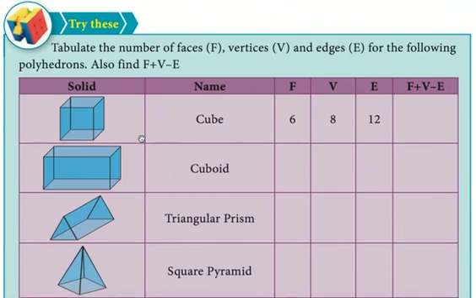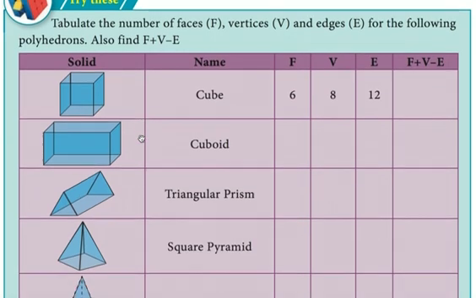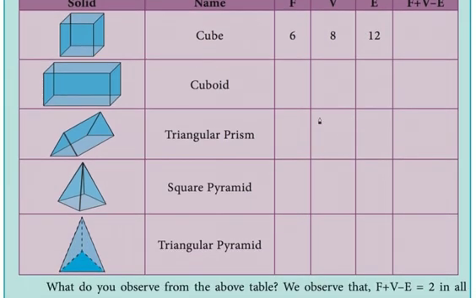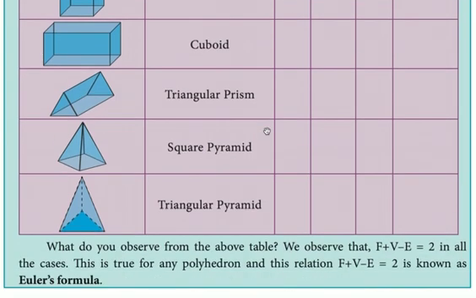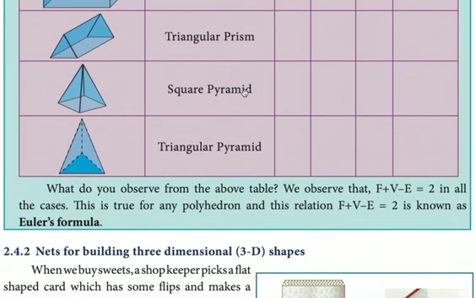Tabulate the number of faces, vertices and edges of the following polyhedrons. Also find F plus V minus E, faces plus vertices minus edges. Come on, do it for the cuboid also. A cuboid also has 6 faces. It also has 8 vertices. It also has 12 edges. Why lie? The other three, you find it.